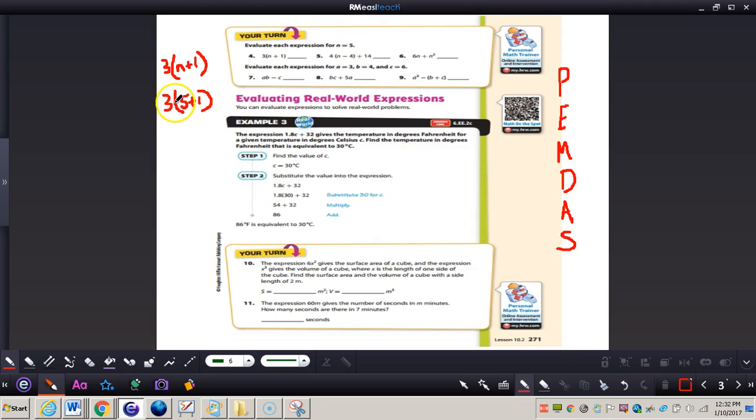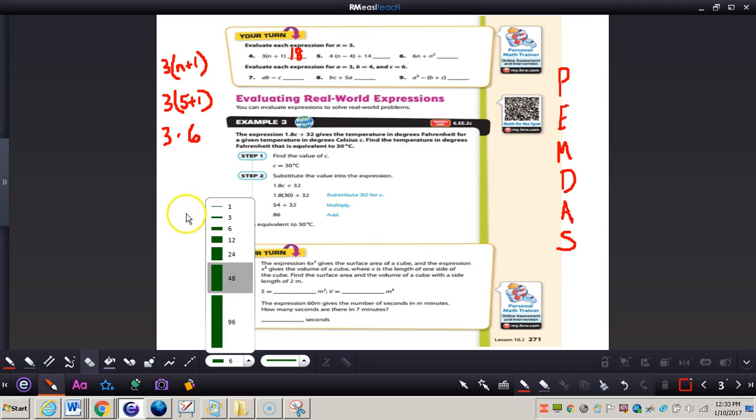Now we can, first of all, do parentheses. 5 plus 1 will give us 6. And then whenever there's a parentheses next to a number, it's always understood to be multiplication. So now we can multiply for our next step. 3 times 6 will give us 18. You can write 18 there for number 4.